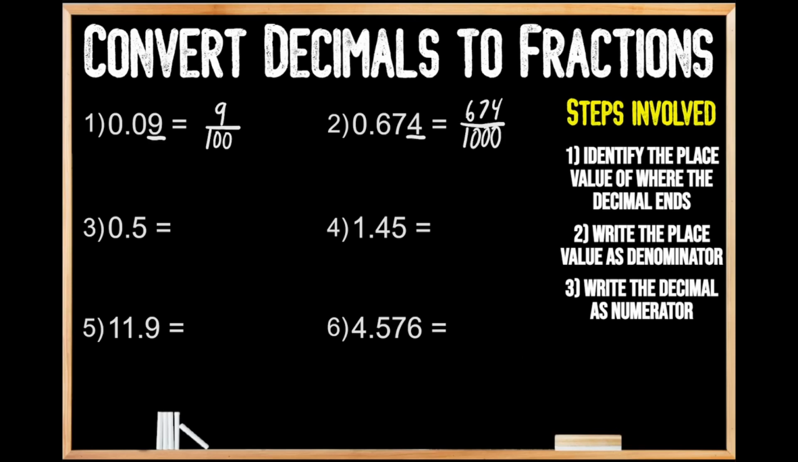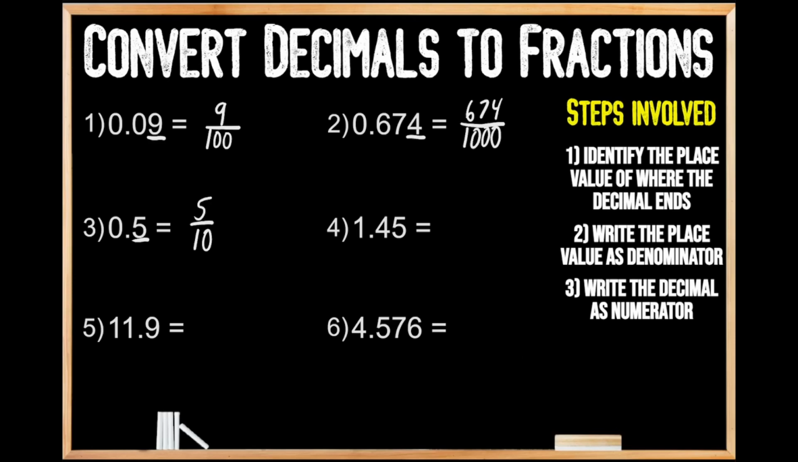Now we're going to move on to question number 3, where this time we're being asked to convert the decimal of 5/10ths into a fraction. The first thing we're going to do is identify the place value of where the decimal ends, which in this case is the tenths place. For step number 2, we're going to write a denominator of 10, and then we're going to write the value of our decimal up top, giving us a fraction of 5/10ths.